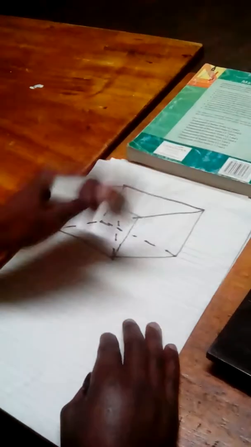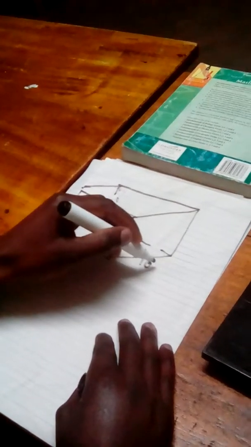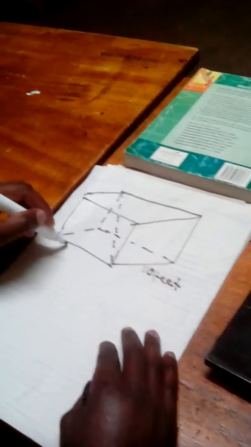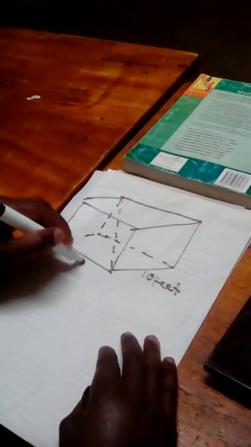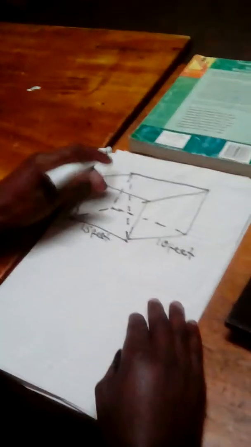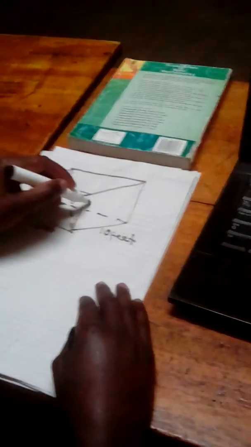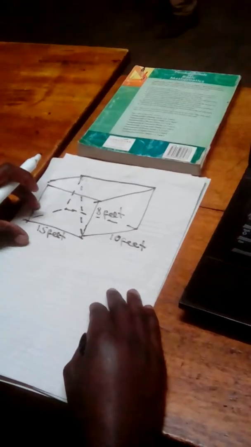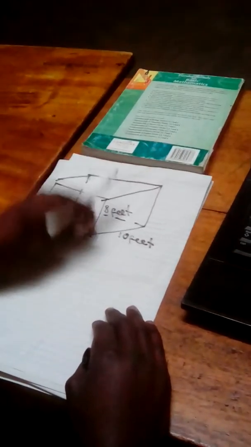Now, suppose the width of the room is 10, maybe feet, and the length of the room is 15 feet. And suppose the height of the room is maybe 8 feet. You want the Pythagoras theorem to work in 3D shape to obtain this distance here.